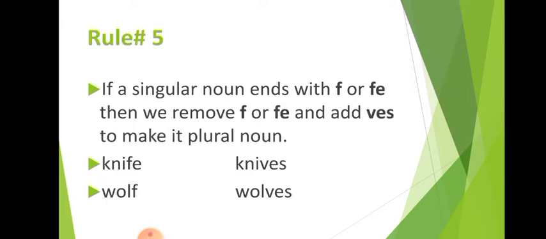Rule number 5. If the singular noun ends with f or fe, then we remove f or fe and add ves to make it a plural noun. For example, knife, it ends with fe, so we have removed fe and we have added ves, knives. Wolf, it ended with f, so we have removed the f and we have added ves, wolves. Is it clear to everyone?